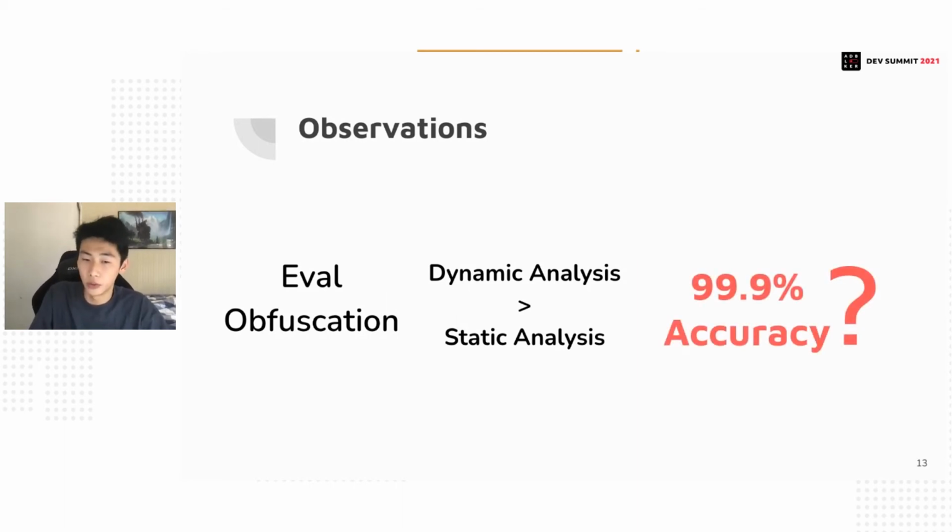Third, we know that obfuscation indeed hurts the accuracy of either dynamic analysis or static analysis. However, since FE Inspector uses an OR logic of both analyses, meaning that if either dynamic or static analysis detects a script to be fingerprinting, then it would be classified as fingerprinting.